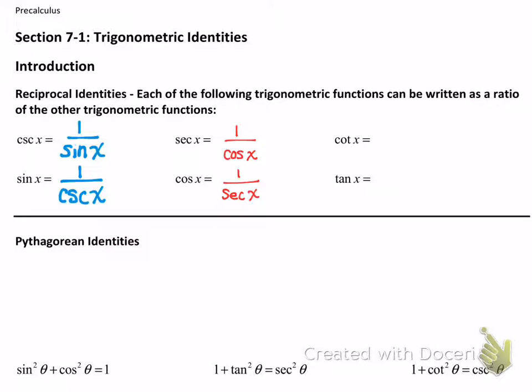Cotangent and tan have two options. Cotangent can be written as 1 over tangent of x. And then tangent can be written as 1 over cotangent of x. However, we know that tan is sine over cosine. So this also equals sine of x over cosine of x. And therefore, cotangent of x also equals cosine of x over sine x.